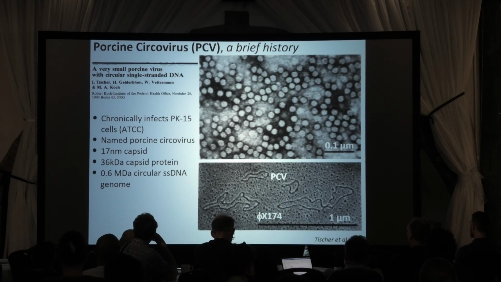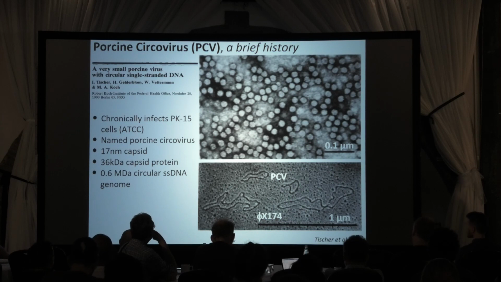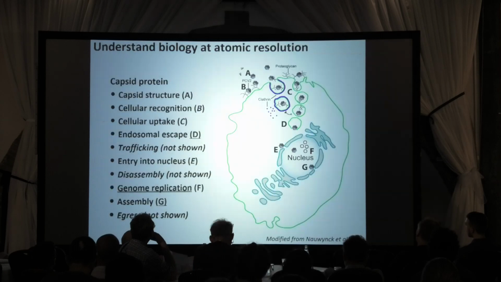And then they used some palladium-platinum metal shadowing and compared the size of the genome from PCV to phi X174, which we know is a single-stranded circular DNA. And they identified that maybe the genome is somewhere around 0.6 megadaltons, or around 1,700 nucleotides. So right off the bat, they got a good amount of information from the virus.